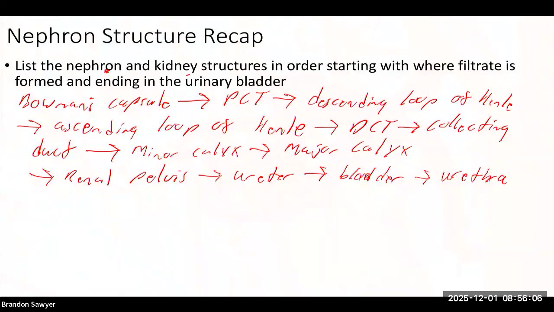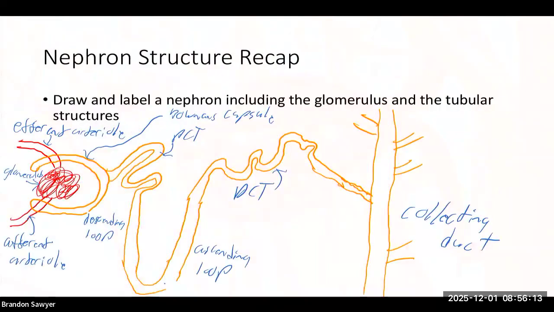Okay, we got that. Let's see a couple people writing. Okay, all right. So here's my beautiful drawing. Not too bad. I gave myself a whole slide. I gave you guys half a slide.